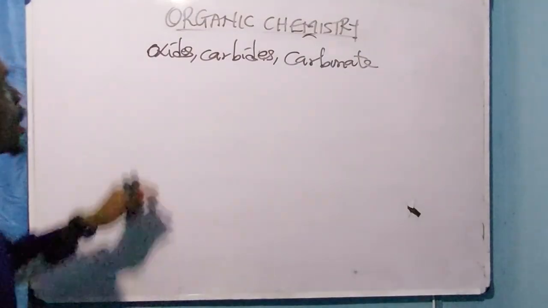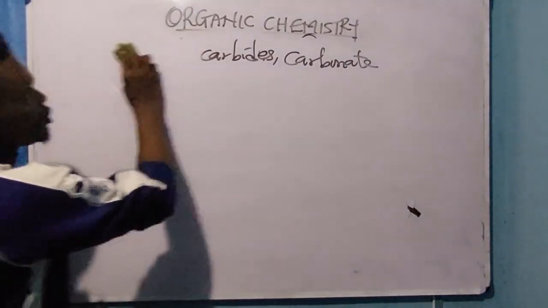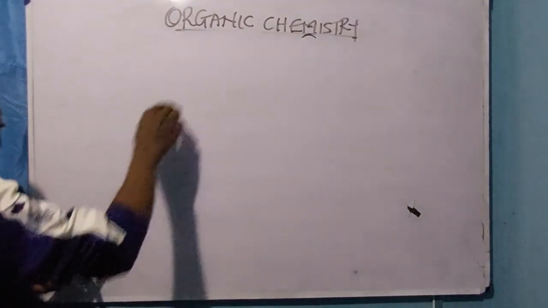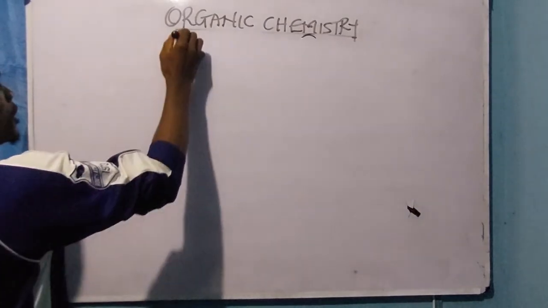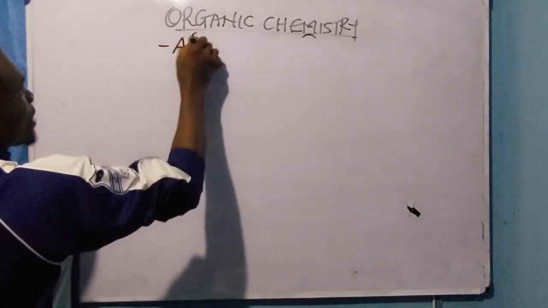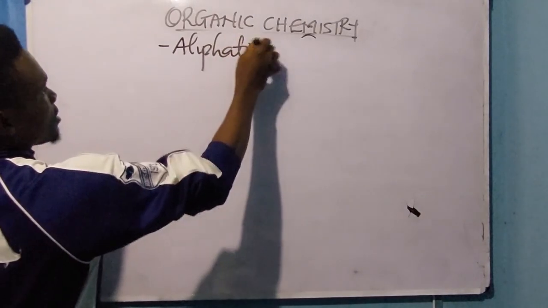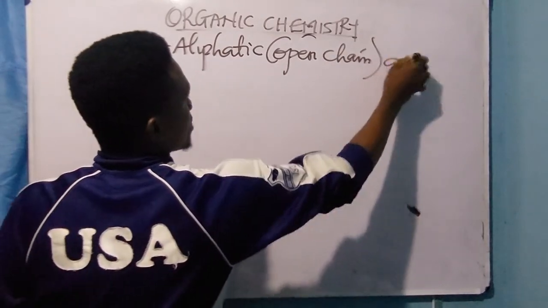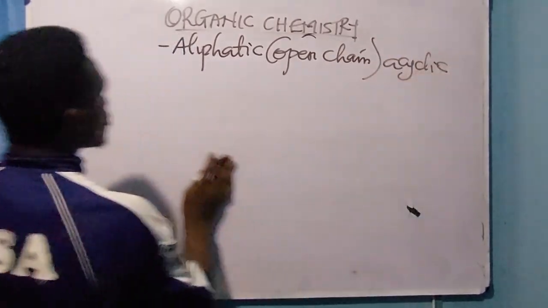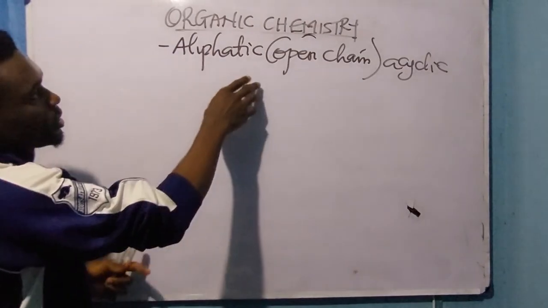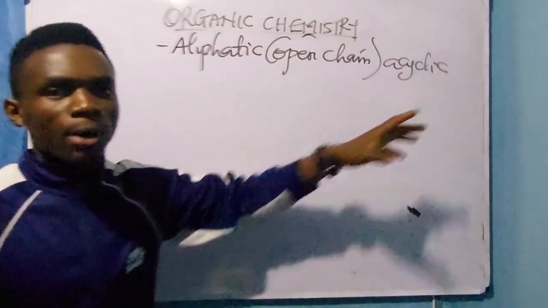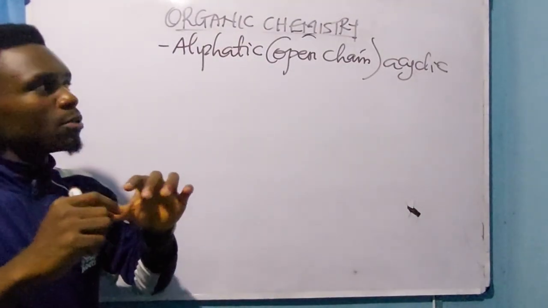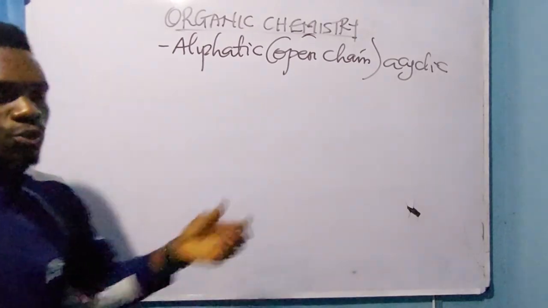On a broad note, organic compounds are divided into 2. Now we have one, the aliphatic or open chain. They are open chain actually, and they are called acyclic compounds. Now the aliphatic or acyclic organic compounds are organic compounds that do not form rings, which means that carbon atoms are usually branched or straight.